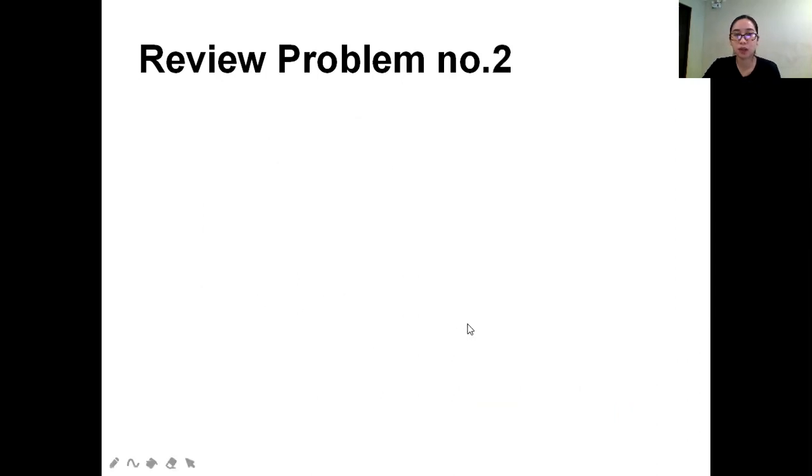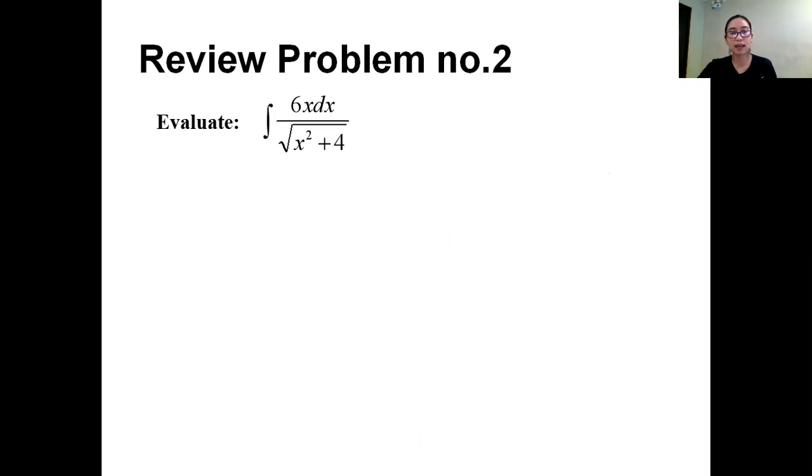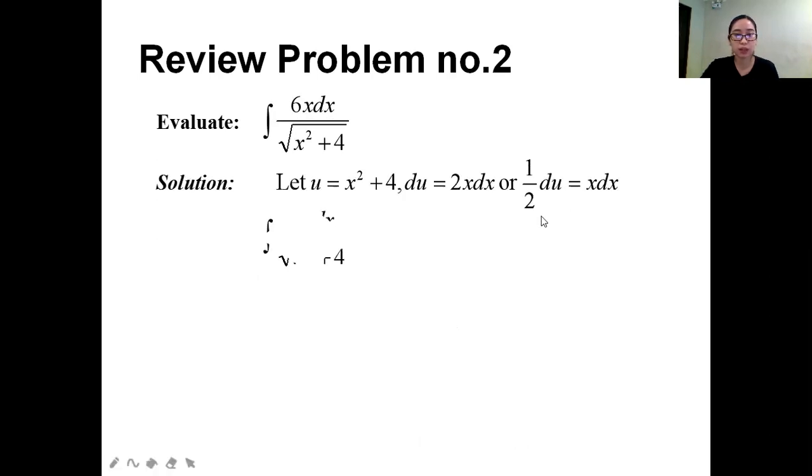Okay, so let's proceed with our review problem number 2, still on using the chain rule. At least you have many reference problems now. So, the integral of 6x dx over square root of x squared plus 4. For our solution, let u be equal to x squared plus 4. Then du, if we derive x squared, is 2x dx. Or if we rewrite it, it will be 1/2 du is equal to x dx.